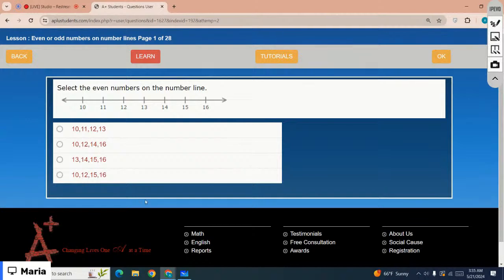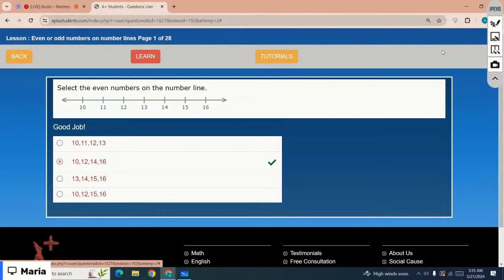They are even. 10, 12, 14, and 16. They are the even numbers. 10, 12, 14, and 16 is the correct option. They are the even numbers on the number line, right?